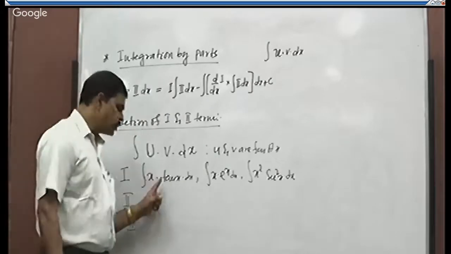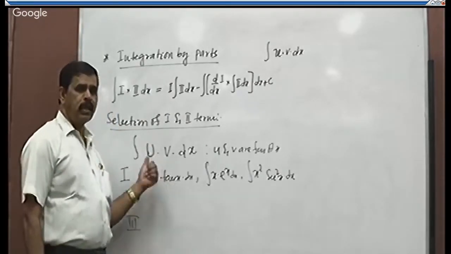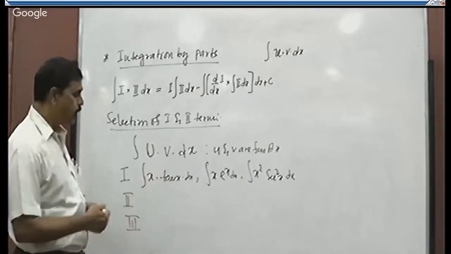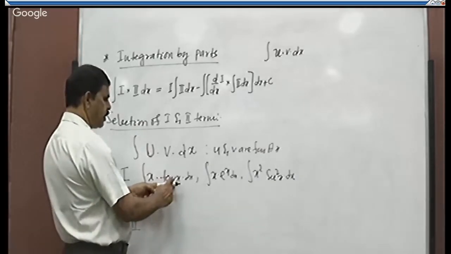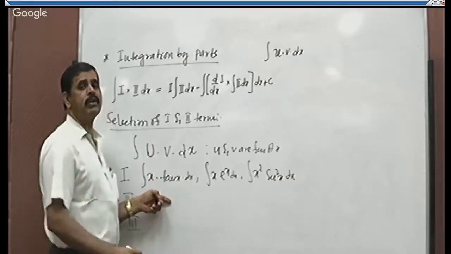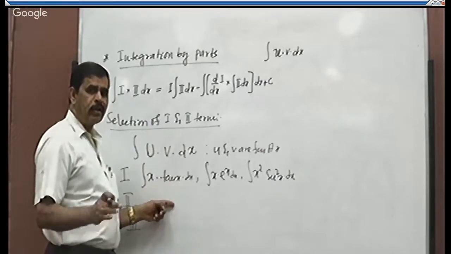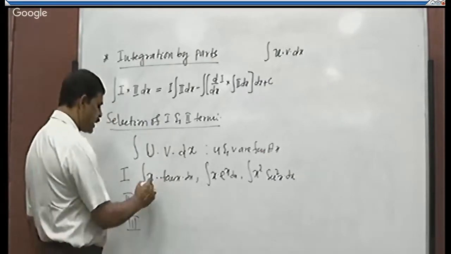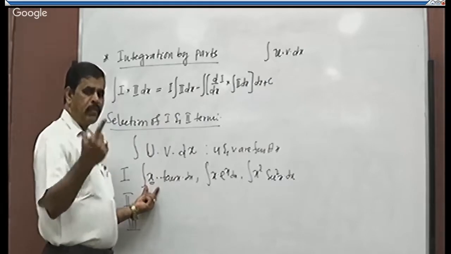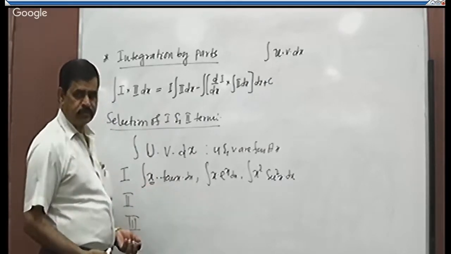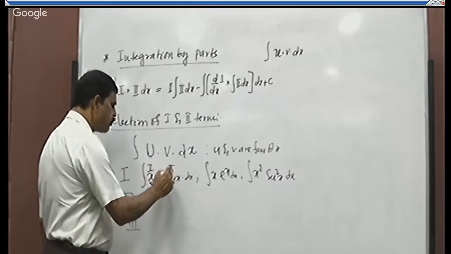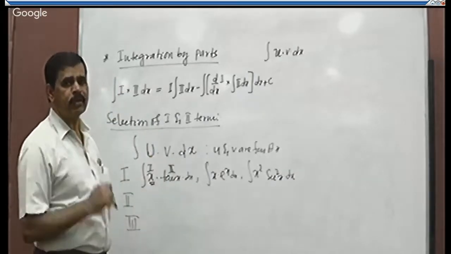If this is the combination, then we should choose the first term as the function which vanishes under successive differentiation. That means what? If I take tan x, if you differentiate it, you will get secant square x. Again, secant square x is differentiated to secant x into secant x tan x. The derivative never ends. Suppose I take x, differentiation of x is what? 1. Differentiation of 1 is what? 0. So it vanished. That type of function will become first, and the term which does not vanish under successive differentiation will become second.